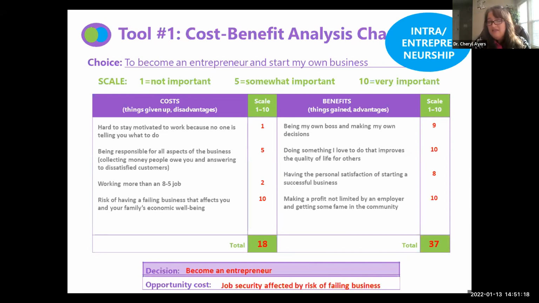It's going to cost me the opportunity to have that job security. If you look in the cost column, that thing that scored number 10, the whole idea of my family's economic well-being, that is potentially an opportunity it may cost me by becoming an entrepreneur. So what we'll learn in the second half of today is entrepreneurship includes risk-taking. And so naturally, the next step would be, okay, now, which business would I want to open?